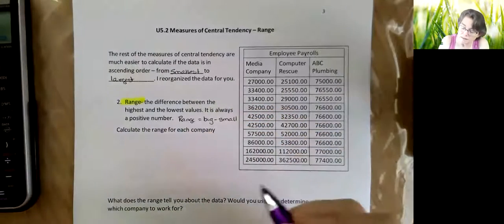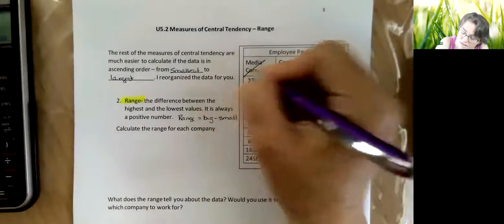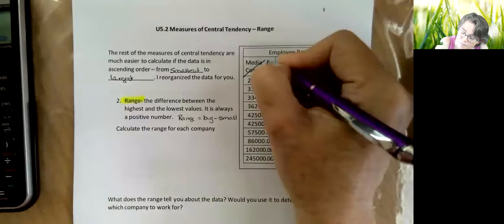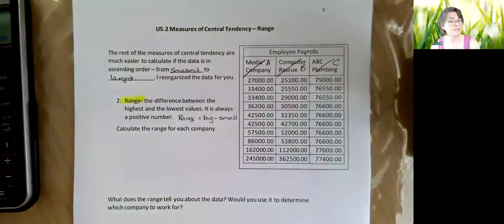Guess I should add it. So, whoops. I changed this and then I forgot to change this. Company A and B and C. It'll probably be changed on yours because sometimes I don't find errors until I'm making my videos.